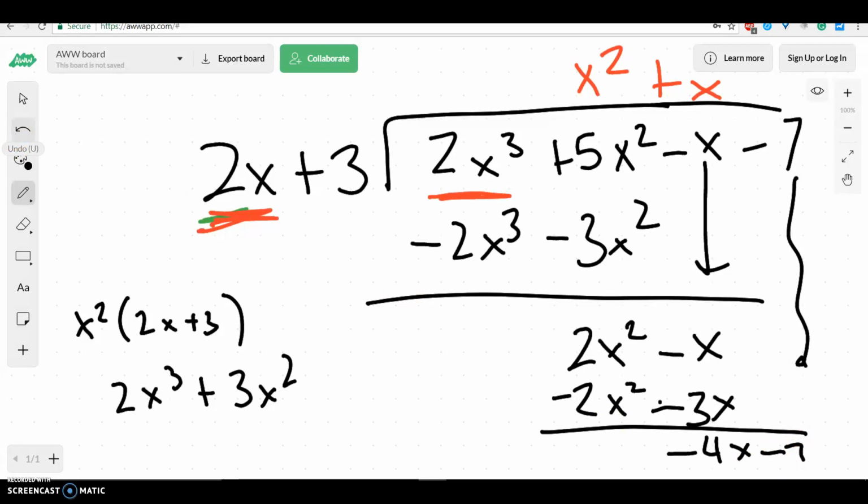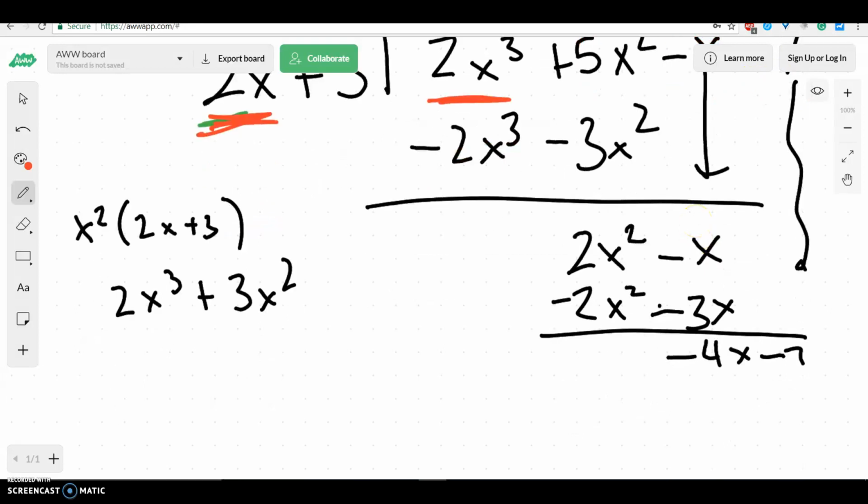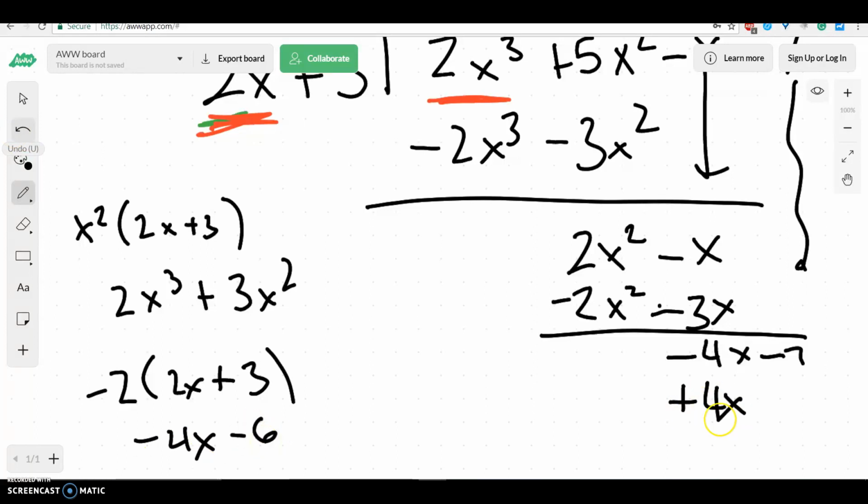Now we need to figure out what's going to make this work out. We're going to need a negative 2 to get this to match. And the reason why, when you think about it, is you're going to do negative 2 times 2x plus 3, and you're going to get negative 4x minus 6. But again, we flip the signs, and when you flip the signs, it's going to be a positive 4x plus 6.